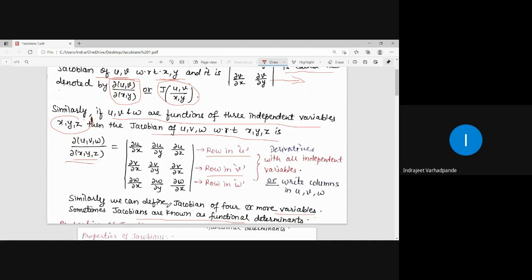Completed up to this. So another name for the Jacobian is the functional determinant. Jacobians are actually the value of the determinant containing the derivatives of certain variables with respect to independent variables. Clear? Is it okay?